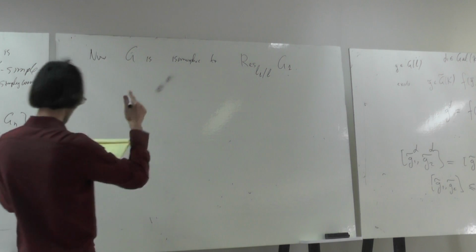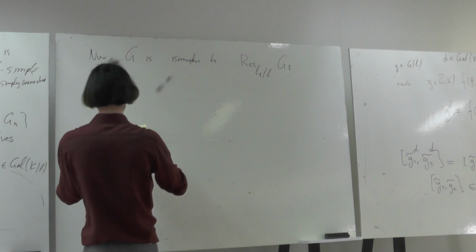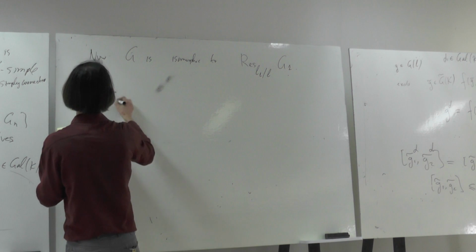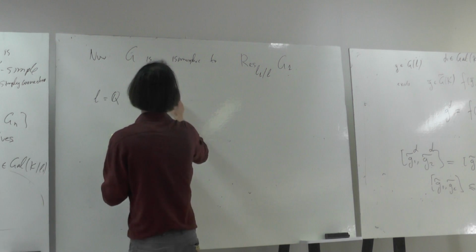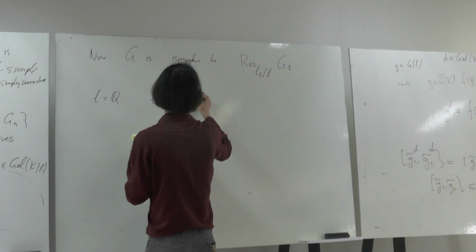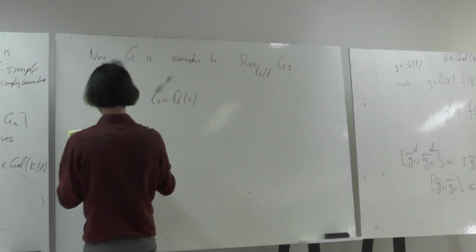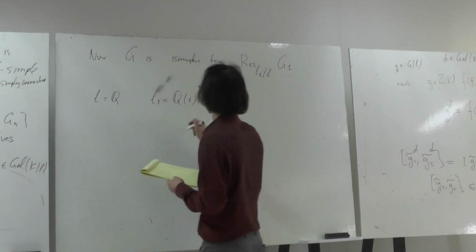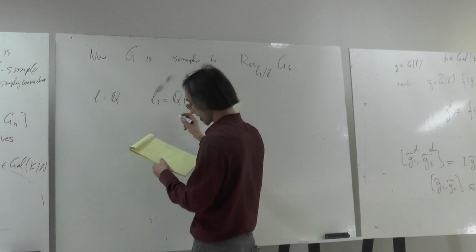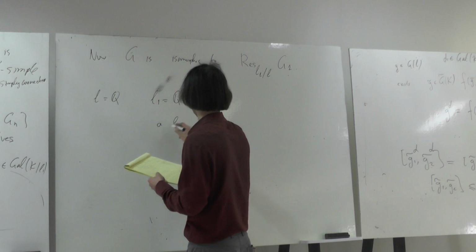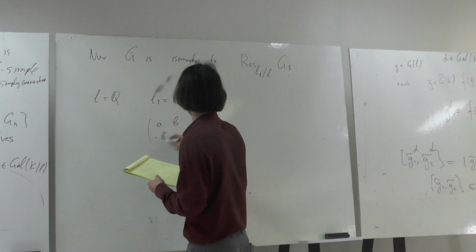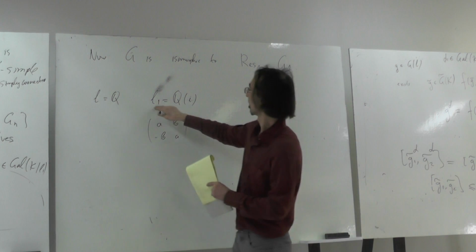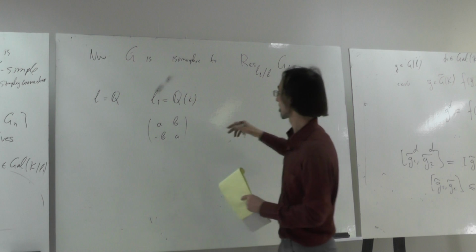Okay. Let's just say suppose that L is Q, L1 is Q(i), and I have the restriction of scalars of L1 over Q. So this I can represent as matrices (A, B; -B, A). The way it works is we just act on the vector space of L1 as a vector space over L.